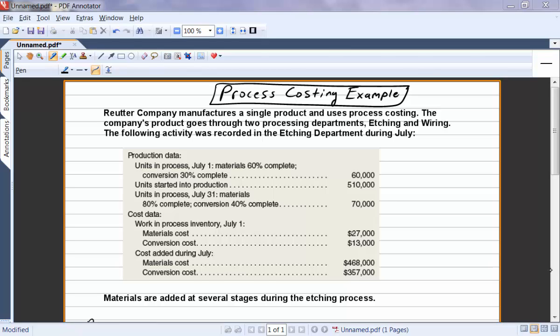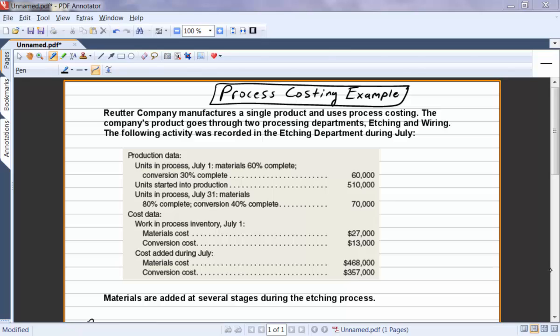But if you have a bunch of units that are partially done, and some of the units are more done than other units, so they're not all equally done, then it becomes very difficult to figure out what the cost should be assigned to those particular units, because they're not done yet. And process costing is a way to estimate the costs of partially completed units.